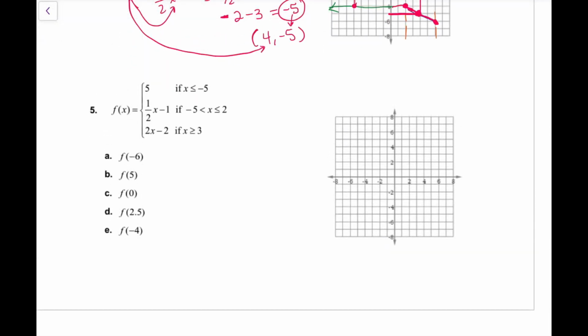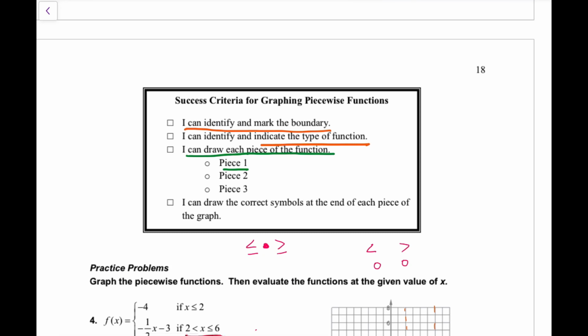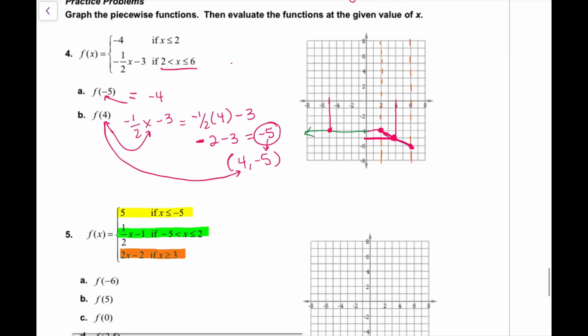Our last example has 3 equations. The first one is 5 when x is less than or equal to -5. Our second one is 1/2 x minus 1 if we're in between -5 and 2. And our third one is 2x minus 2 if x is greater than or equal to 3. So first, our first step is we want to identify and mark the boundaries.